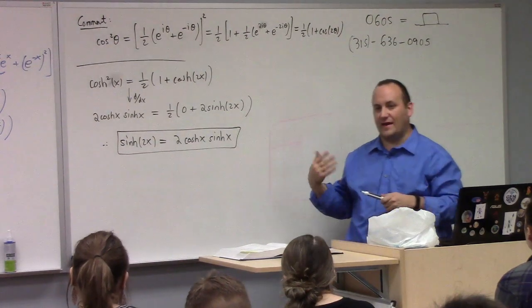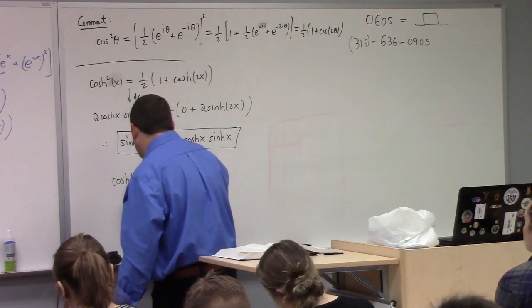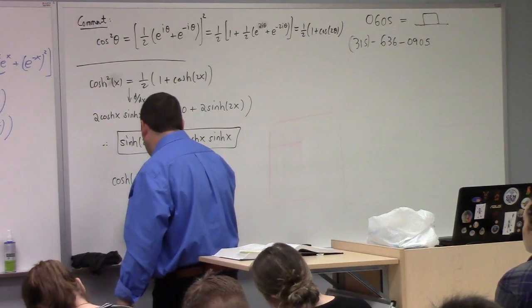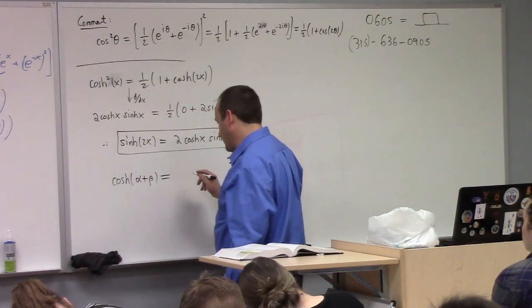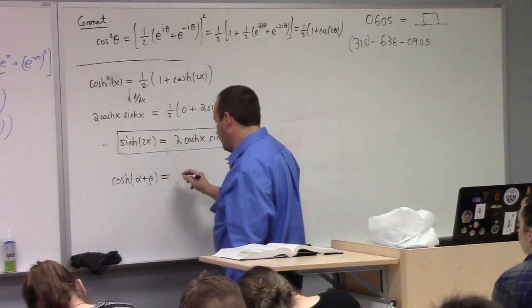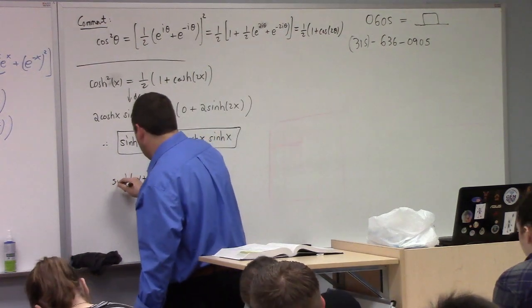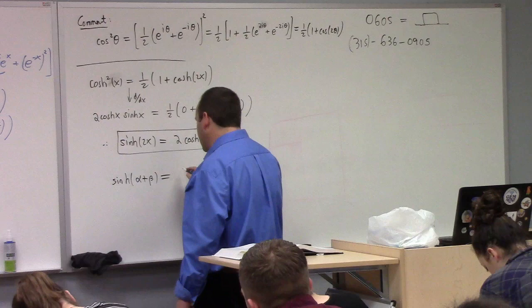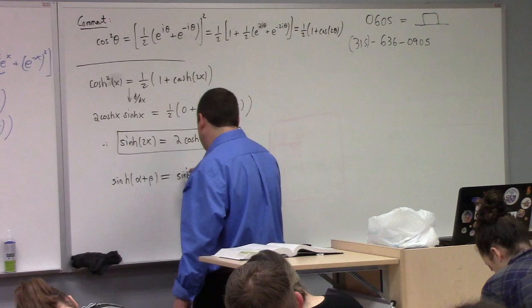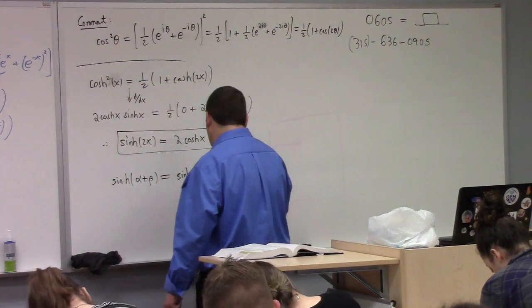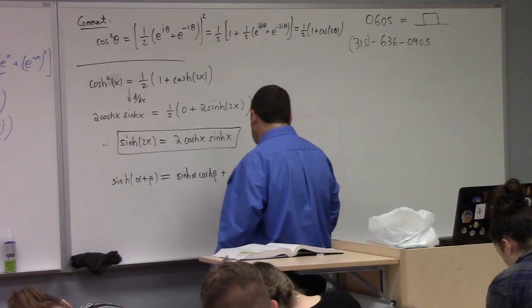There are adding angle formulas for cosh and sinh. For example, sinh of alpha plus beta would be what? Let me do sinh. I think the identity is just like it usually is, which is that it would be sinh alpha cosh beta plus sinh beta cosh alpha.